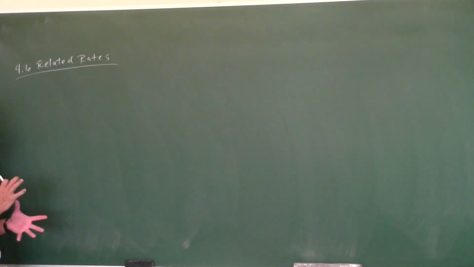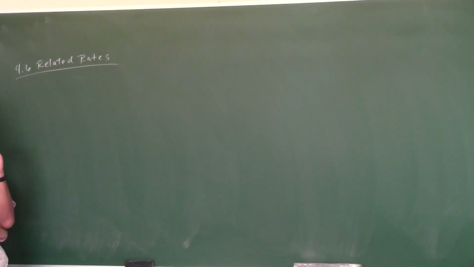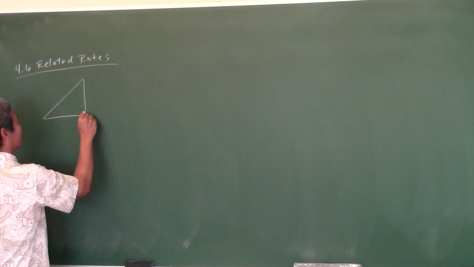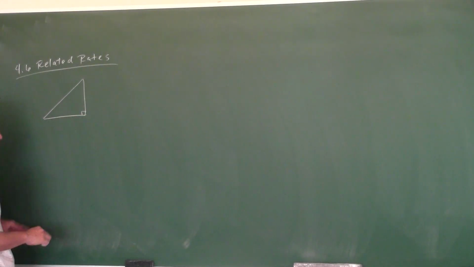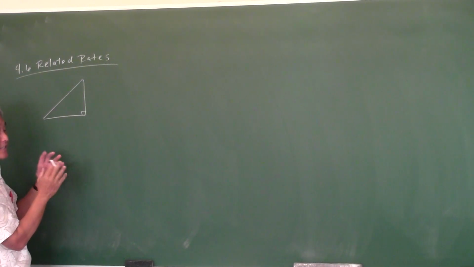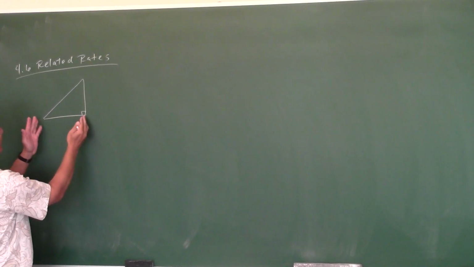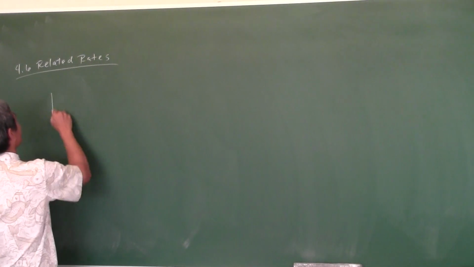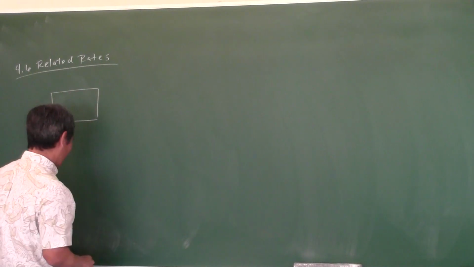In other words, let me just give you a problem. Let's say we have a right triangle. Okay, now, the key to doing related rates problems, things that are changing. This is the kind of problem you're going to get. Actually, I want to do a rectangle. I'll change it to a rectangle. Let's say I have a rectangle.